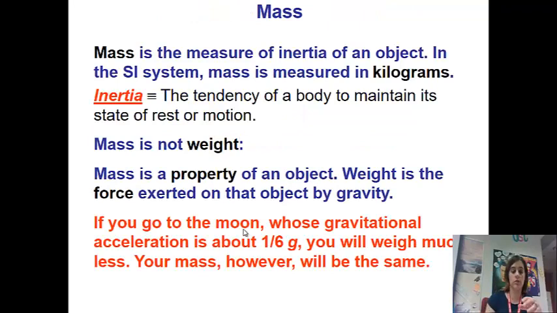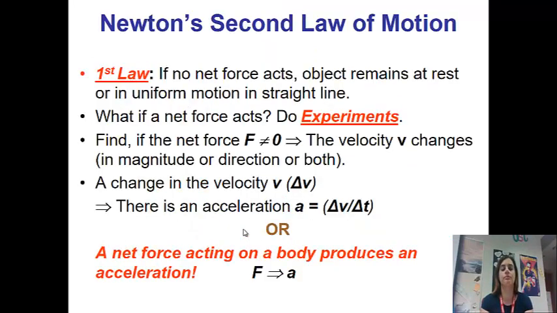Just so that we make sure that we understand, you have mass and you also have weight. Mass is the amount of inertia in an object. It's measured in kilograms. It's the tendency of something to stay in motion or to stay at rest. It does not change based on location. It's always the same. It's based on the amount of matter an object has. This is different than weight. Weight is a force. Mass is not a force. So that's really important that we know the difference.